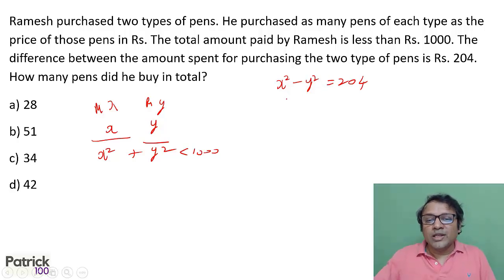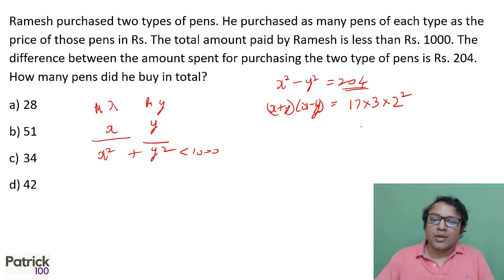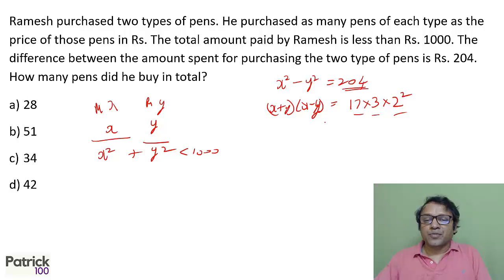So one way normally is to try to factorize. x square minus y square is x plus y into x minus y. So when you get a product of two numbers, it makes sense to factorize. What's the factorization of 204? If you look at 51 into 4, or 17 into 3 into 2 square. Now this 17 into 3 into 2 square, you have to put into x plus y and x minus y.